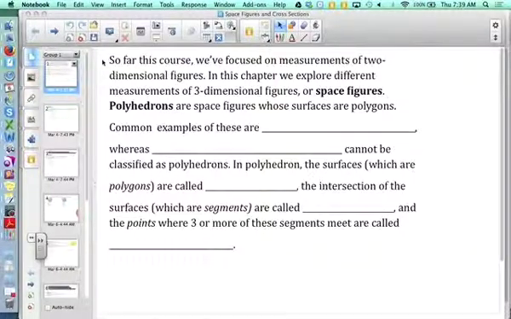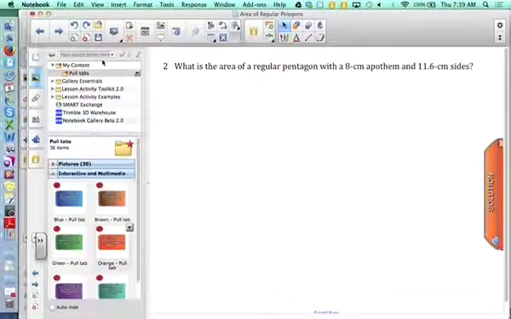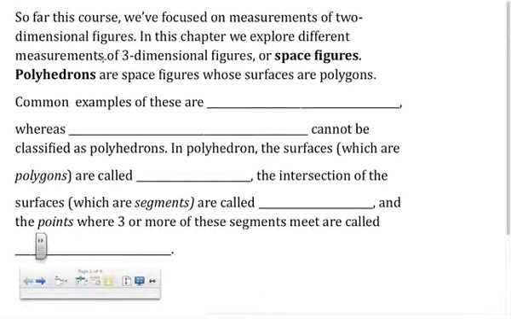As you can see, we are in this chapter starting to talk about three-dimensional figures, and we will start simply by talking about the vocabulary of those three-dimensional figures, and then tomorrow we'll start finding the area of those figures, and when we return from break, we'll be talking about the volumes of these figures.